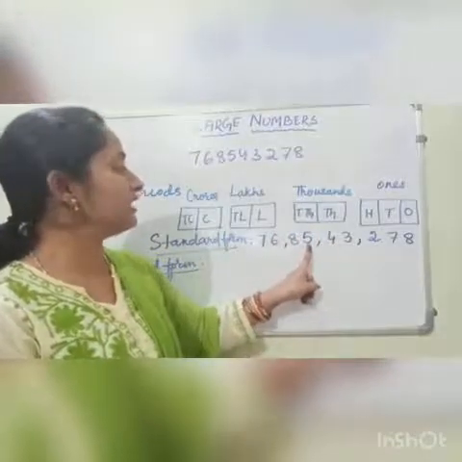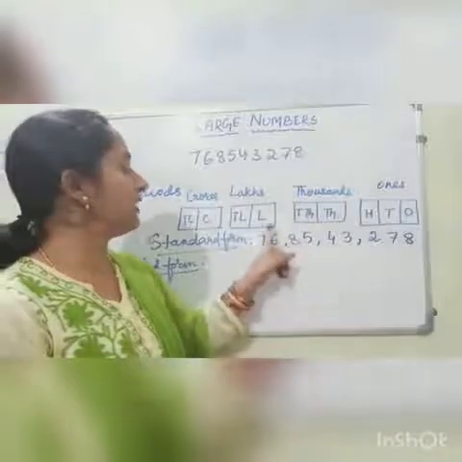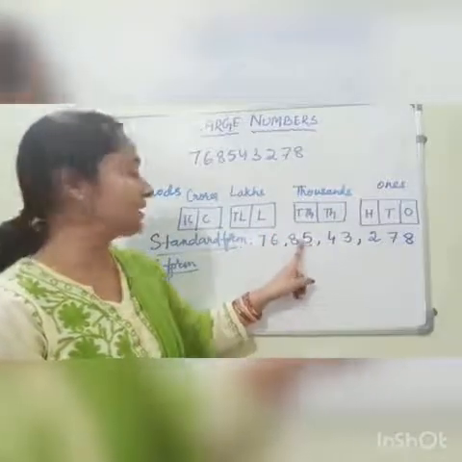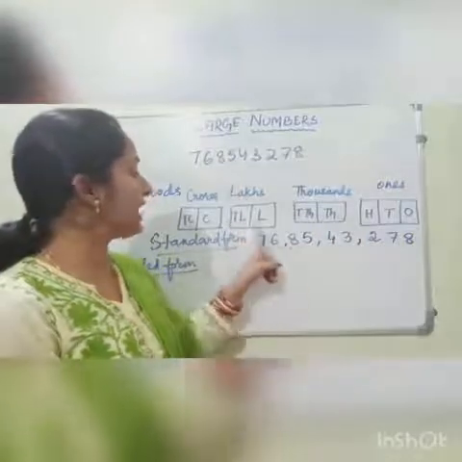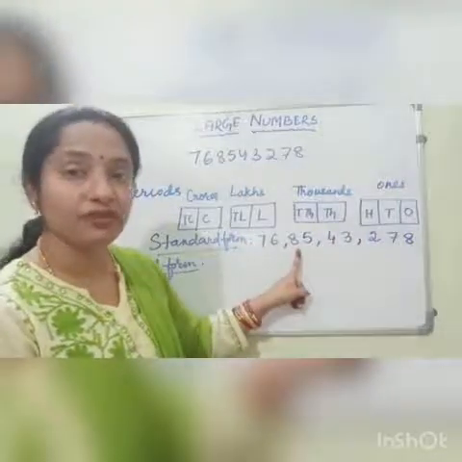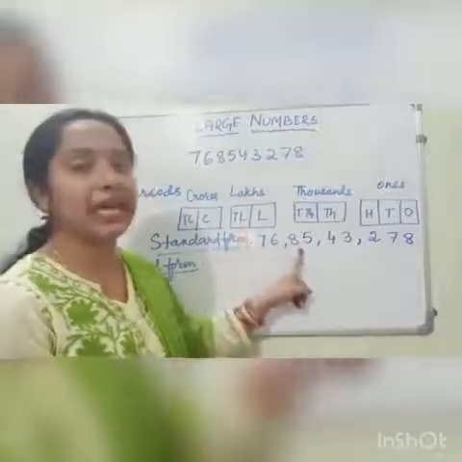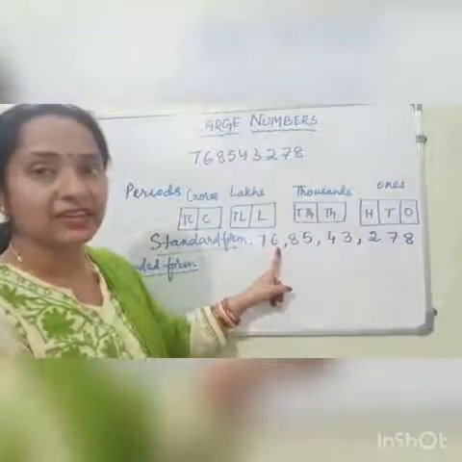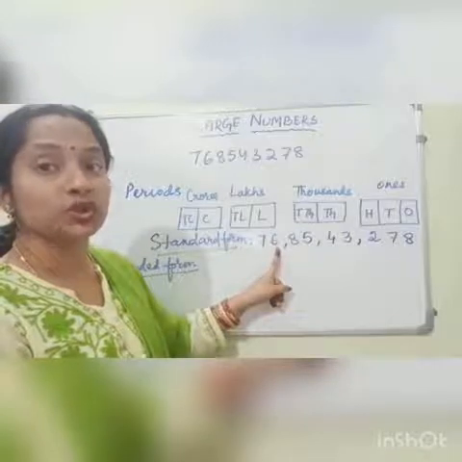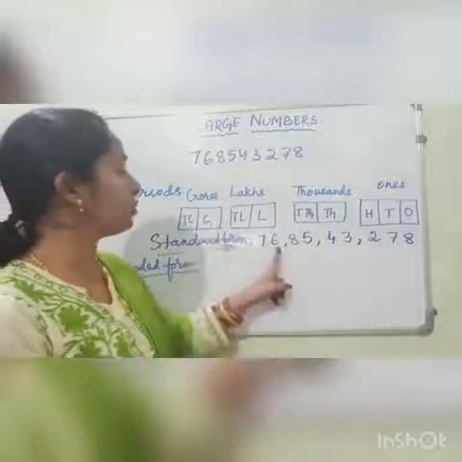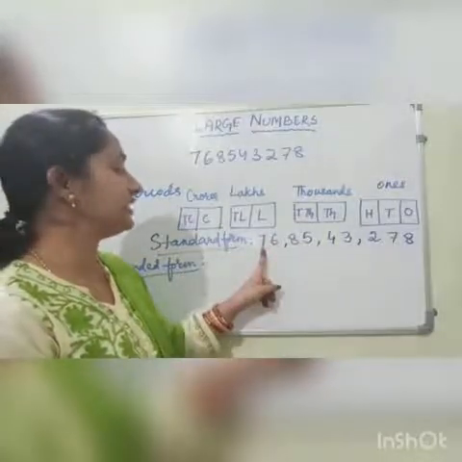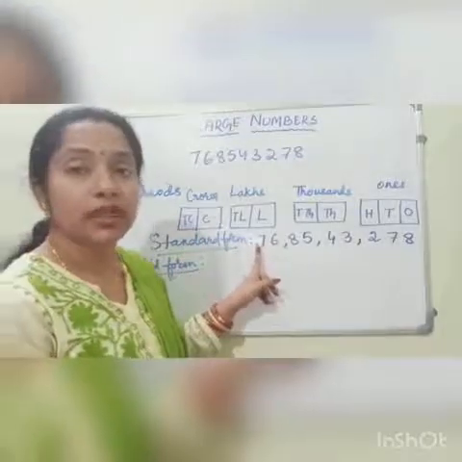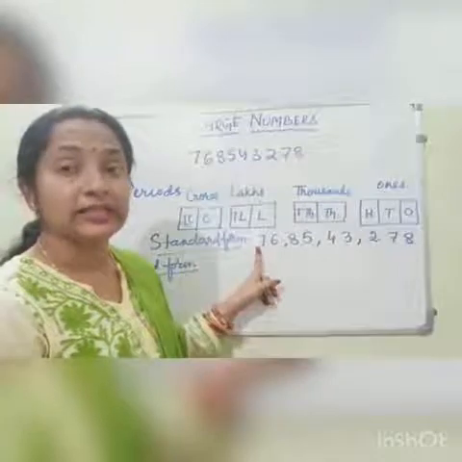Now 5 is in lakhs place. So the place value of 5 will be 5 lakhs. And 8 is in 10 lakhs place. The place value of 8 will be 80 lakhs. Whereas the place value of the digit 6 is 6 crores. Why? Because it is in the crore place, whereas the digit 7 is in 10 crores place. So the place value of 7 will be 70 crores.